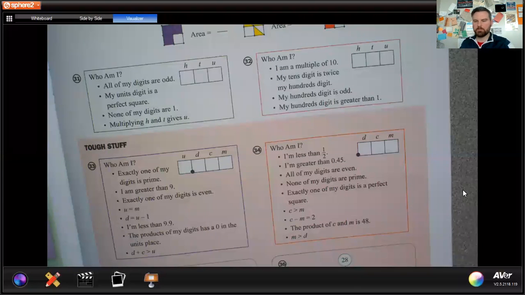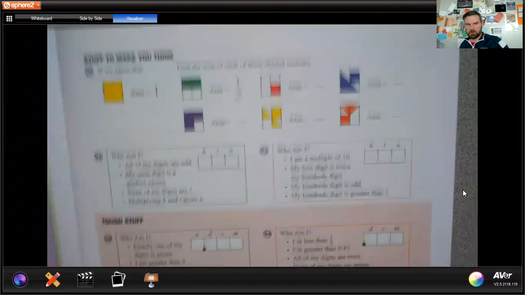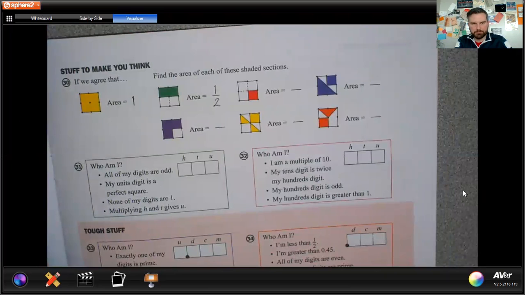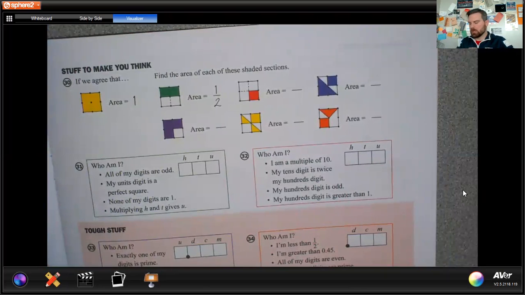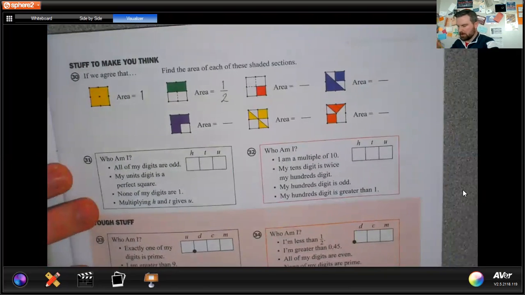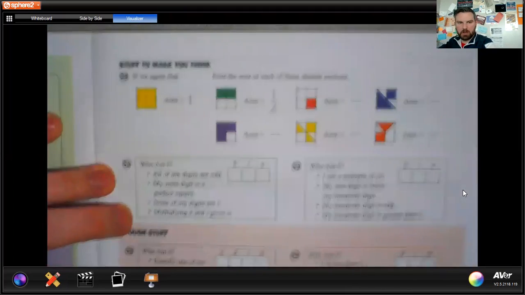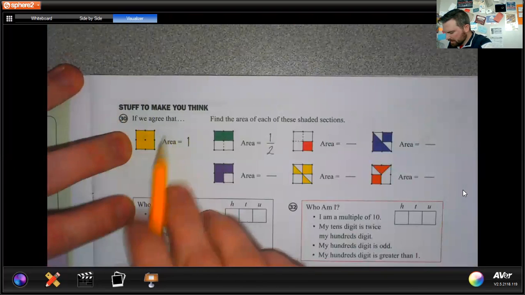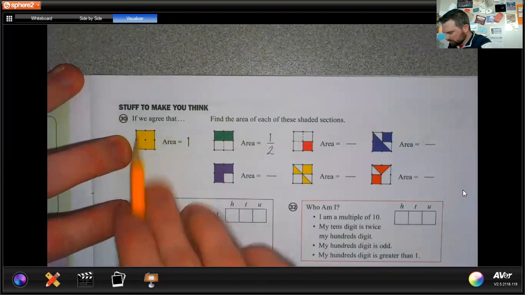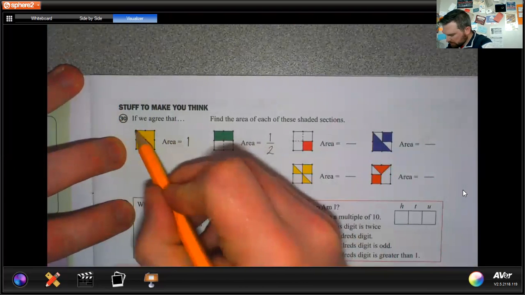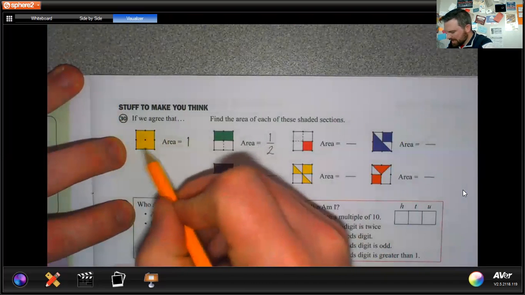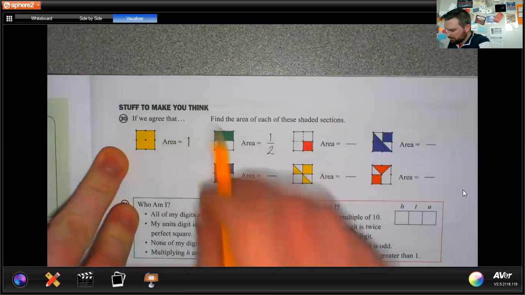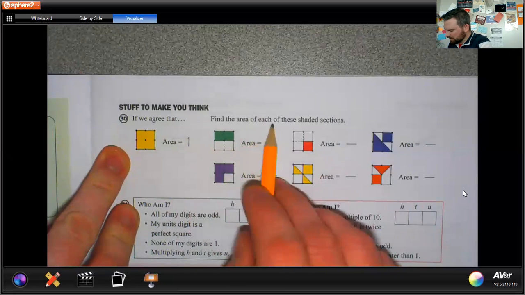All right, here we go. So starting on 30 here. So we're still dealing with fractions, but we're going to kind of change a little bit on how we think about fractions. So here, if we agree, we have this area model here. If we agree that this whole box is equal to 1. So you have 1, 2, 3, 4, 5, 6, 7, 8, 9 dots here that make an area of 1. It says find the area of each of these shaded sections.